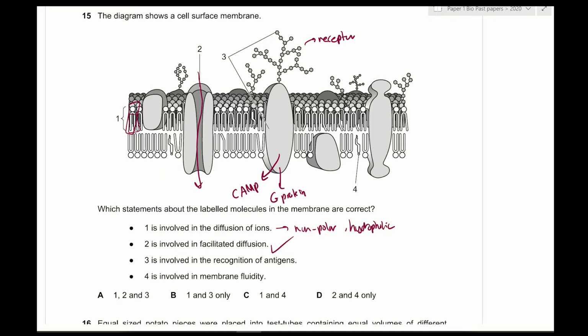4 is involved in the membrane fluidity. So this is a cholesterol molecule. And we all know that if the temperature increases, the cholesterol molecules lower the fluidity, and if the temperature decreases, the cholesterol molecules actually increase the fluidity. Therefore, this is correct. Now, coming back to 3, as we said, it acts as a receptor, and because we said that all ones are wrong, therefore D must be the correct answer.